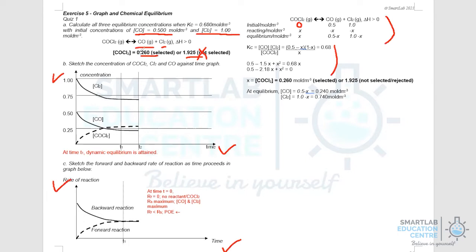Once you actually have your calculated value of X, you can work out all the equilibrium concentration values, and you can thereafter sketch the graphs. So in this case, the backward reaction must actually be starting off at a higher value, while the forward reaction starts at 0 because you start off with 0 mole of COCl2.